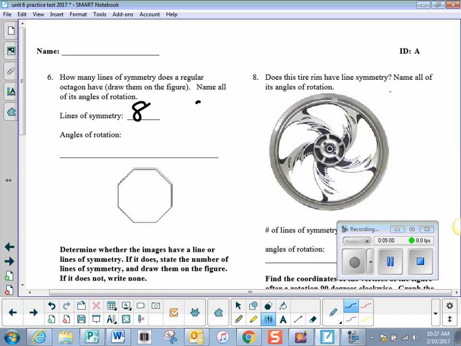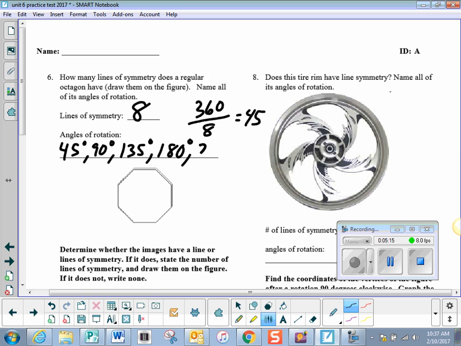So how do I figure out the angles of rotation? 360 divided by 8 equals 45. So that means at 45 degrees, 90 degrees, so every 45 degrees. So these are all the angles of rotation. Write those down if you didn't in red, so you know how to do this for the test. That would be 270 and 315. We don't put 360 because everything has 360 rotation. Okay, that's the answer to number 6.